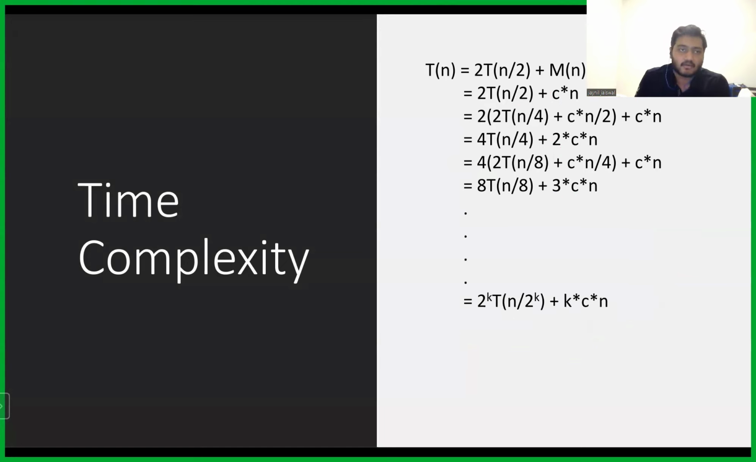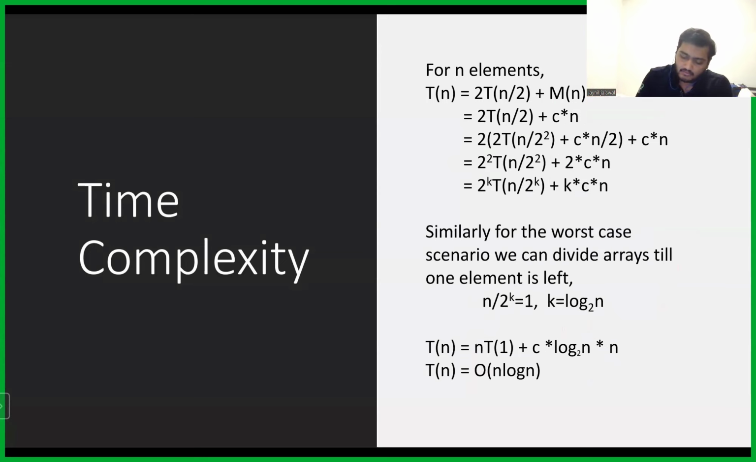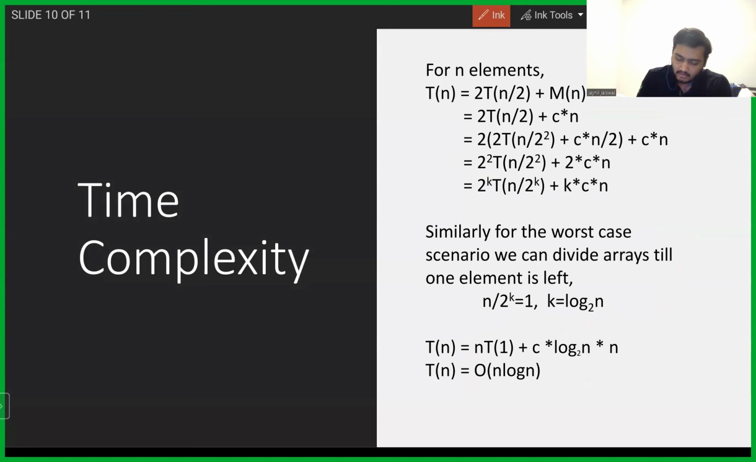Now, for the worst case scenario, the maximum number of splits can occur when the number of elements in the array is a power of 2. So let's assume that n equals 2 power k. So n by 2 power k equals 1, and taking log on both sides, we have k equals log n to the base 2. Using this result in the final equation, we get T of n equals n times T of 1 plus C times n log n.